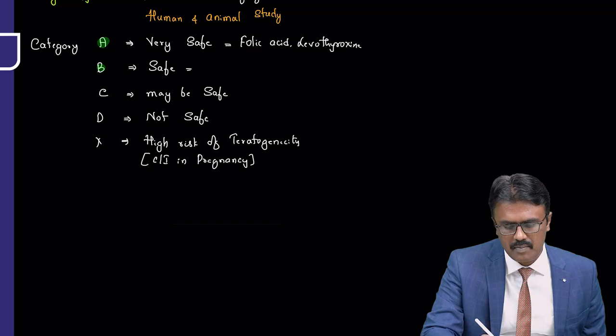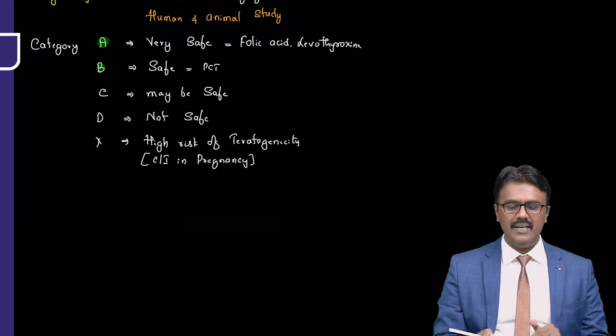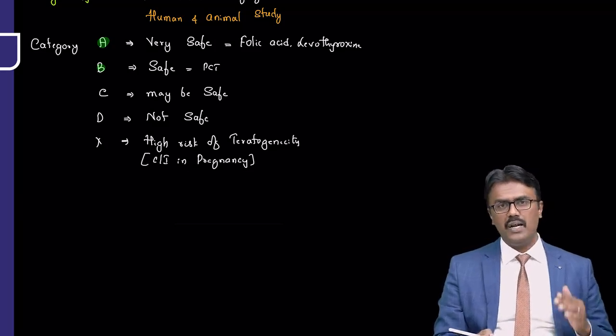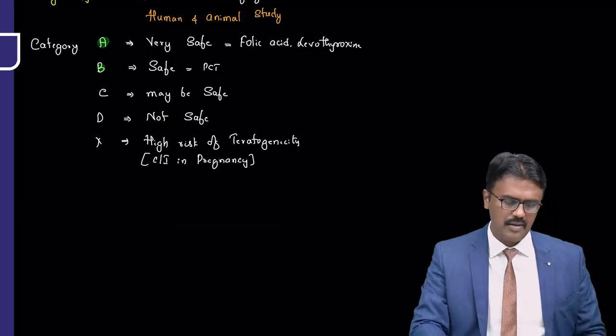Category B, I will give an example, paracetamol. So they can ask in the exam, category A, B, C, D, X belongs to what? It belongs to pregnancy teratogenic risk category. Now let us understand what are the drugs which have risk of teratogenicity.